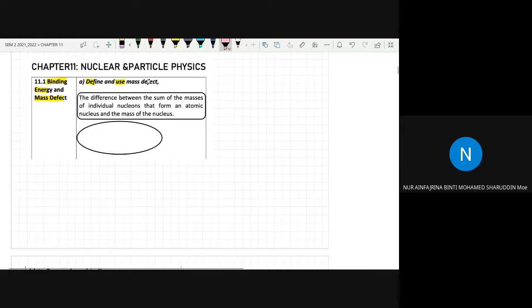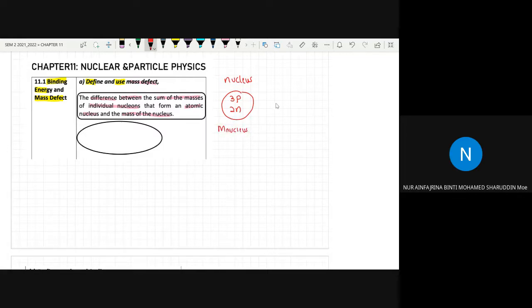So what is mass defect? I'll read first, then we will go through the definition together. It is the difference between the sum of the masses of individual nucleons that form an atomic nucleus and the mass of the nucleus. Meaning, you have a nucleus, for example, with 3 protons and 2 neutrons. So this is what we call the mass of the nucleus.